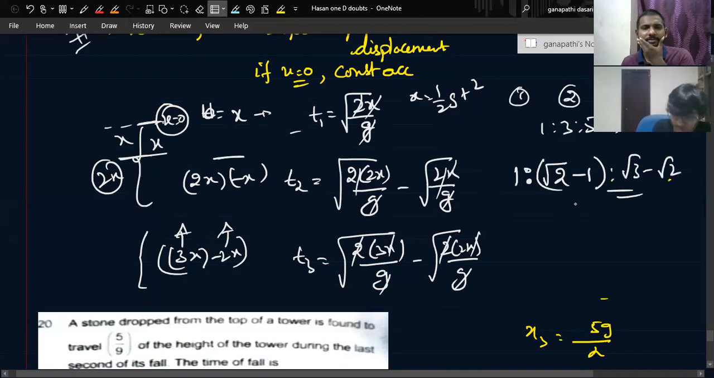Are you getting the clarity of this? You solved the ratios. You take common root 2x by g from all the terms. Did you get this answer? Root 2x by g, this is cancelled in t1. So this will become 2x by g cancelled. This is root 2 minus 1, again root 3 minus root 2. You got it?